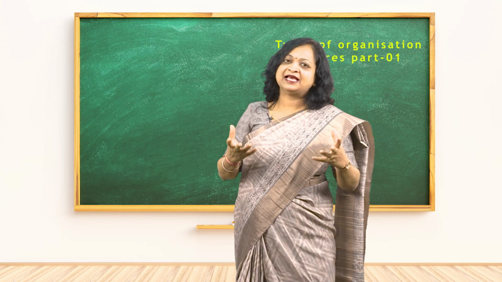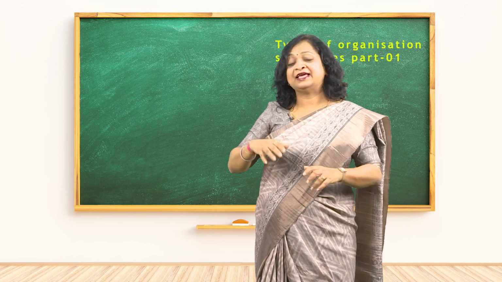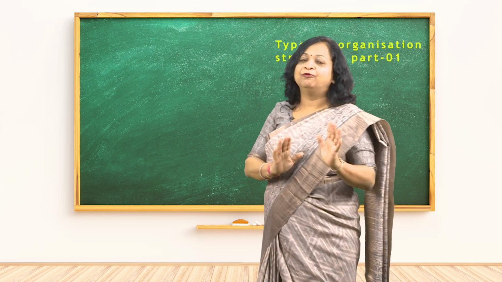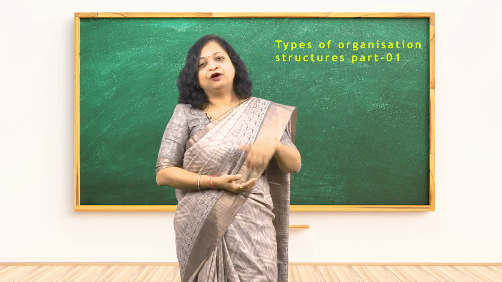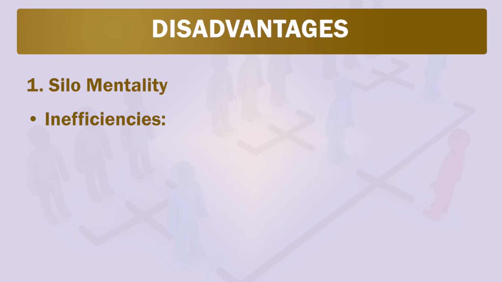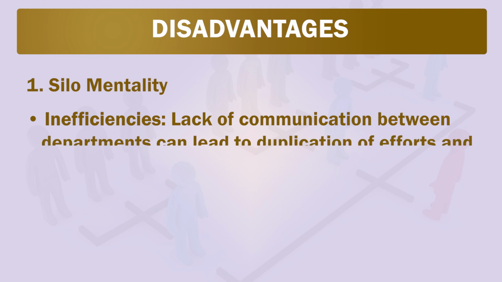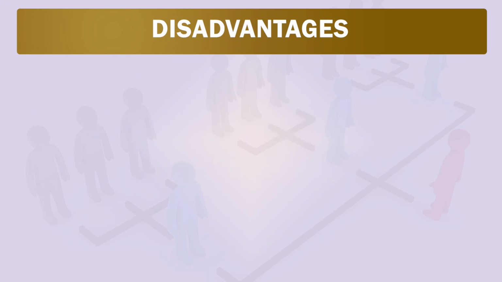They understand, for example, I am a finance guy and so finance is my task, and in that accounting is my task or auditing is my task, but then they do not bother to collaborate, which leads to the silo mentality. On the other hand, inefficiencies, whereby lack of communication between the departments can also lead to duplication of efforts many a time, and misaligned goals impacting the overall performance.